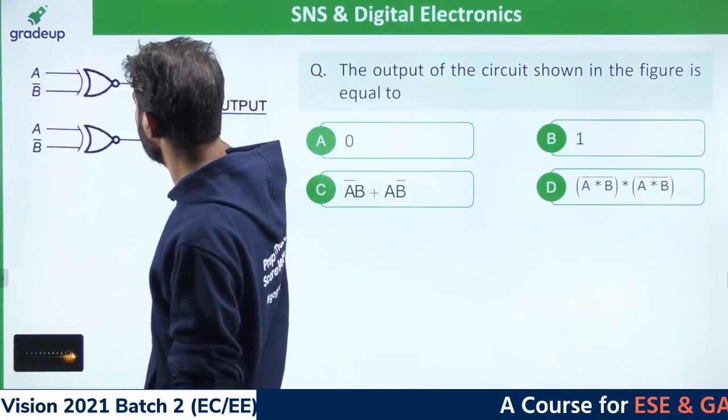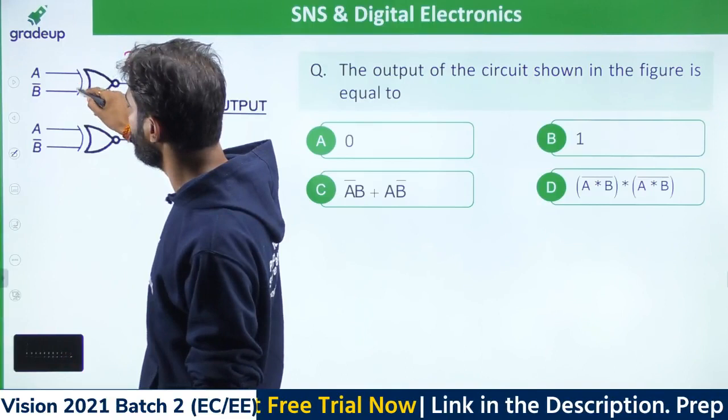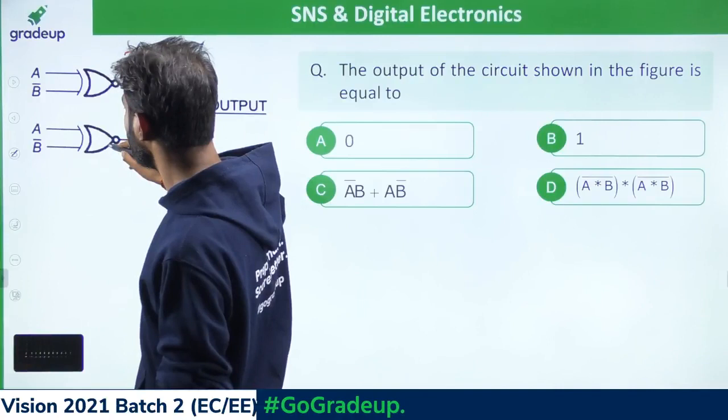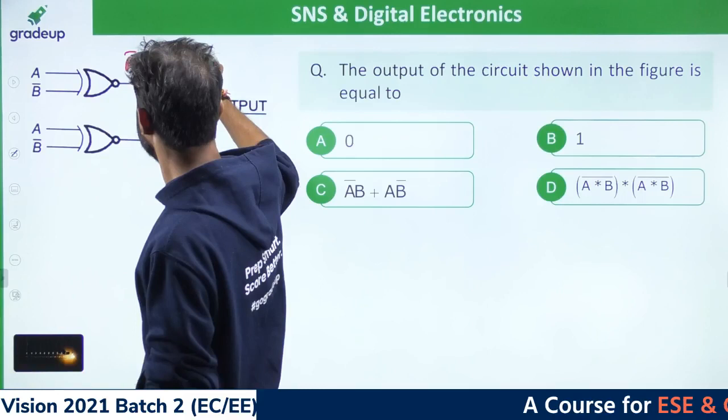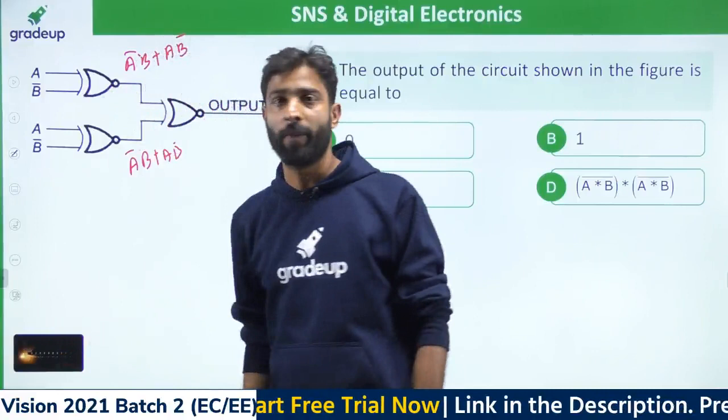So I am writing A bar, and one input is basically bubbled. So it is nothing, it is just a XOR actually. Right? And it is also XOR. So I am writing A bar B plus A B bar. It is also A bar B plus A B bar. Both are actually XOR. Because one input bubbled to the XNOR, it will become XOR. And one input, if you do the XORing, it will become XNOR, right?